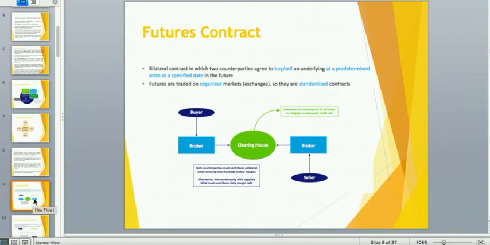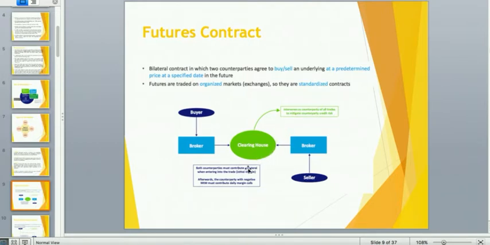Coming to futures contract. Like I've already told you, it's a bilateral contract in which two parties agree to buy or sell an underlying at a predetermined price at a specified date in the future. Futures are traded on organized markets or exchanges, so they are standardized contracts. Here you see a clearinghouse in between the buyer and the seller. The buyer will operate through his or her broker, the seller will operate through his or her broker, and in between is a clearinghouse, making sure that both parties abide by their side of agreement and there is no counterparty risk that the other party defaults. So, to get away with that risk, there is a clearinghouse in between. And since these are traded on the exchange, they are standardized, so these cannot be custom made.